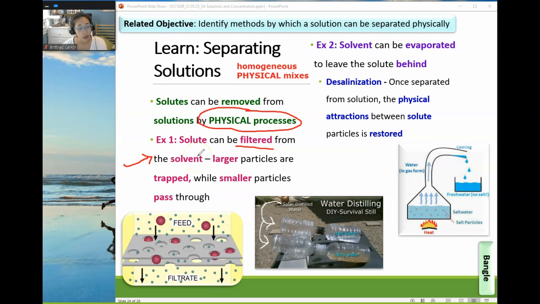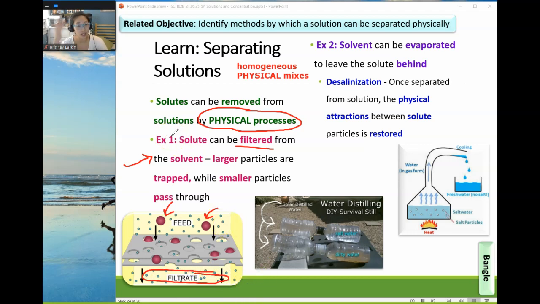So in our example earlier, we saw sand was what we had less of, so that would have been the solute. Water is what we have more of, that would have been the solvent, and we can actually go ahead and filter that with a filter here. So the larger particles get trapped on top, right? Those ones can't go through, and then the small ones can go through, and that allows physical separation.